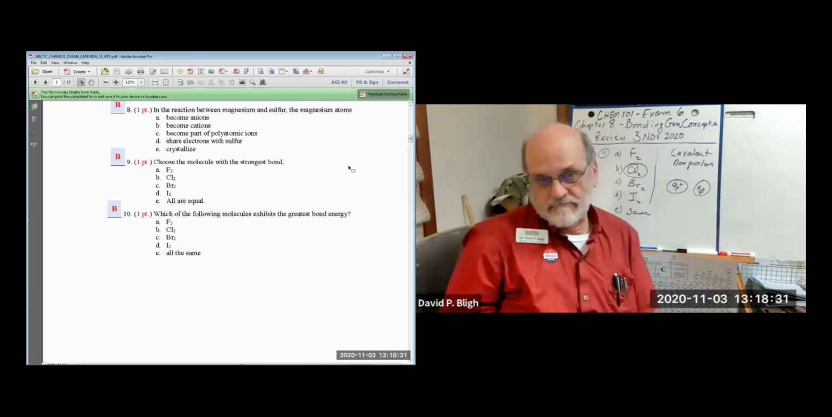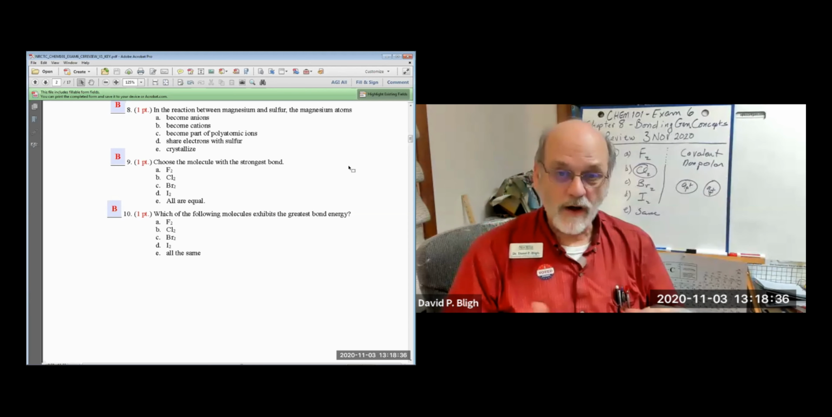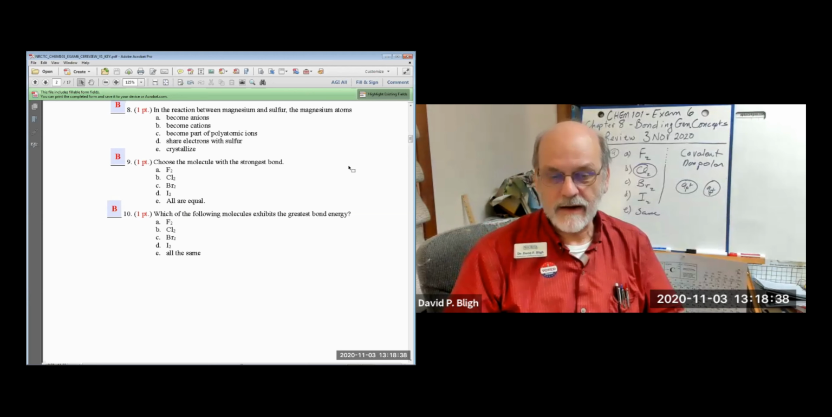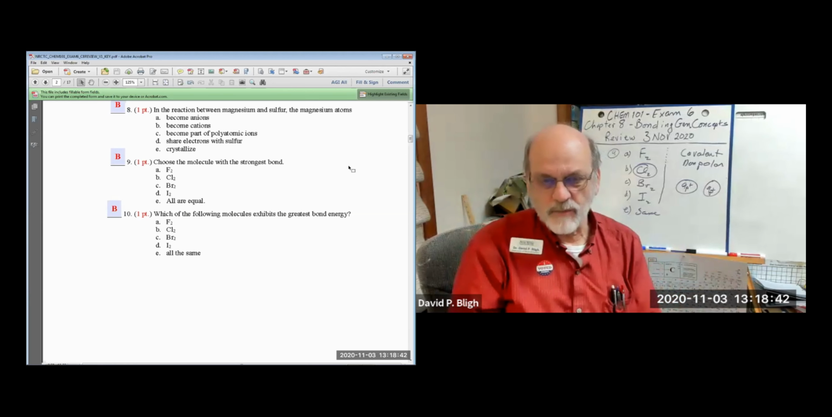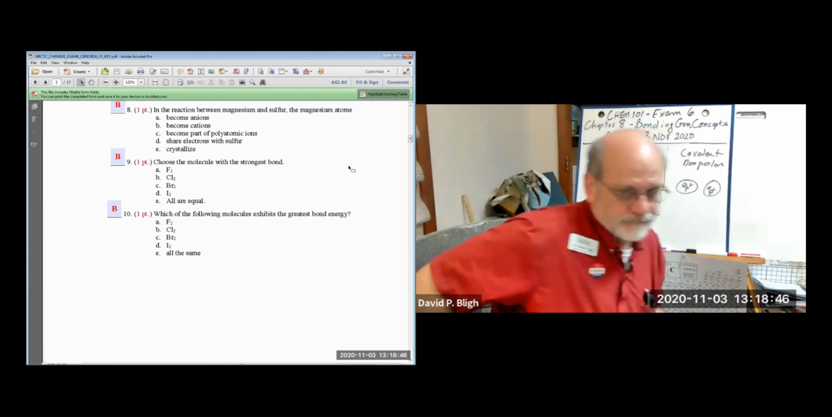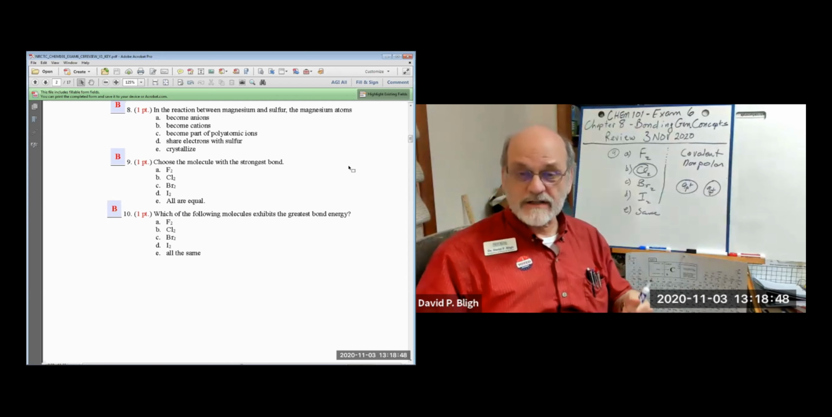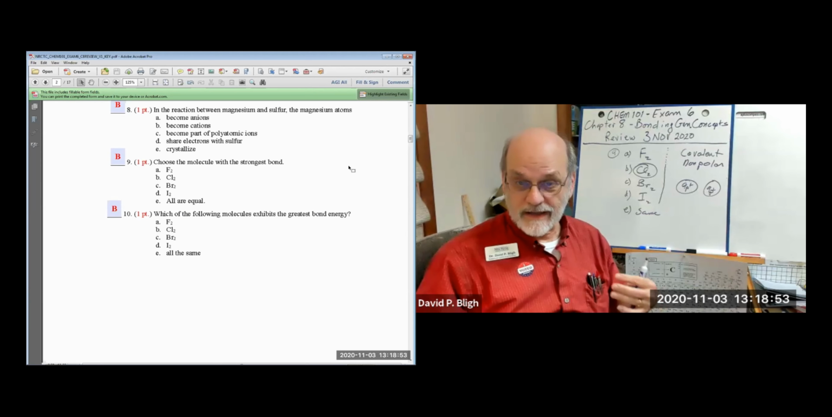Now, this problem doesn't give you any quantitative data to back that up. So that's why the logical approach is the best we've got to go on for this problem. But if we had the quantitative data, it would bear out the fact that chlorine, in fact, has the strongest bond of all of these diatomics.